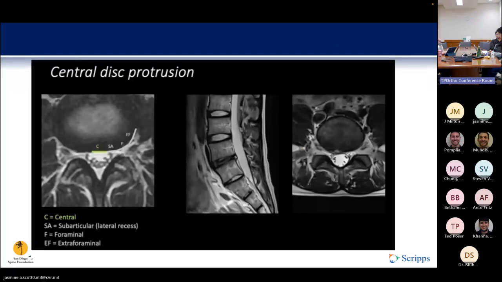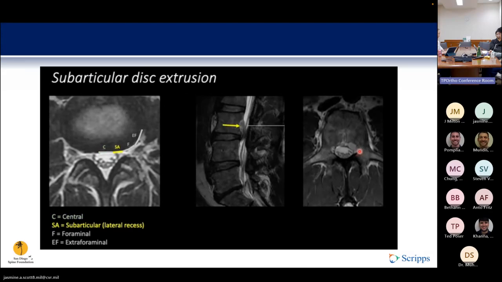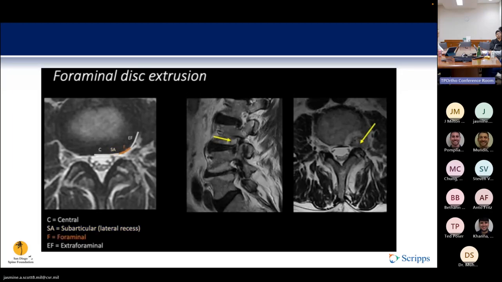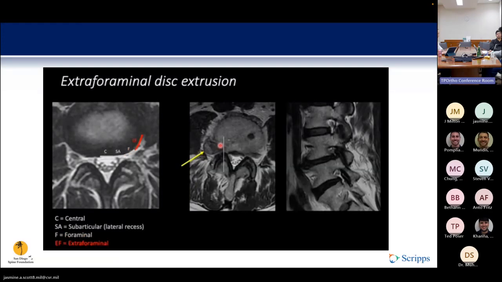So we can see here the central. On the left is axial with the color coding, and then on the right is axial without any markings on it. And obviously the sagittal in the middle. Lateral recess here. Of course, central and subarticular or lateral recess are going to affect the transiting nerve root. And then we have foraminal here in orange, and then extraforaminal, which are going to affect that exiting nerve root.